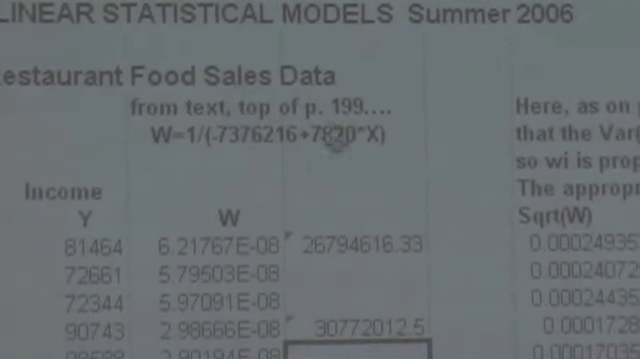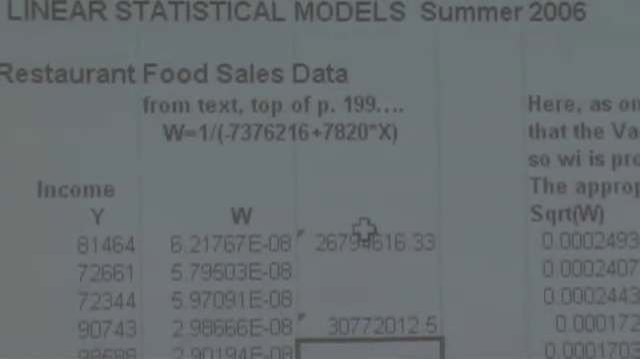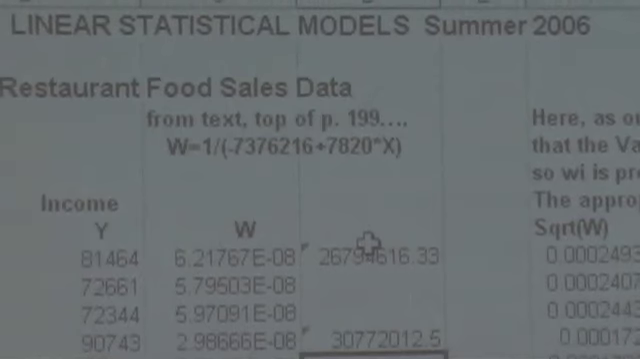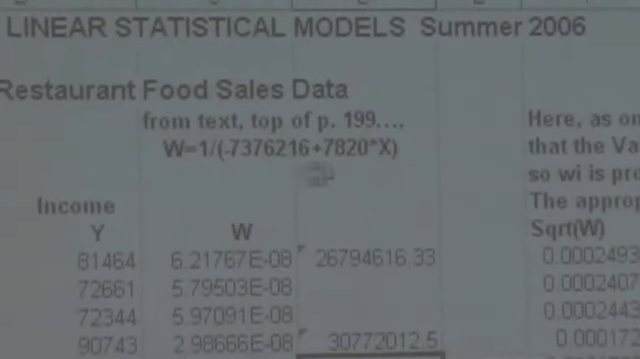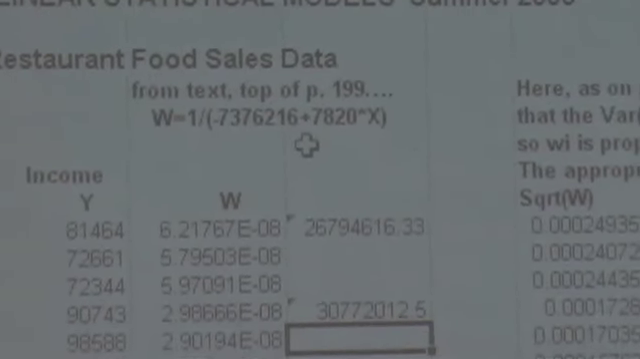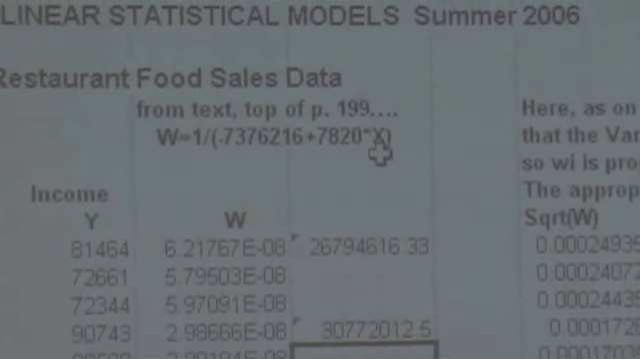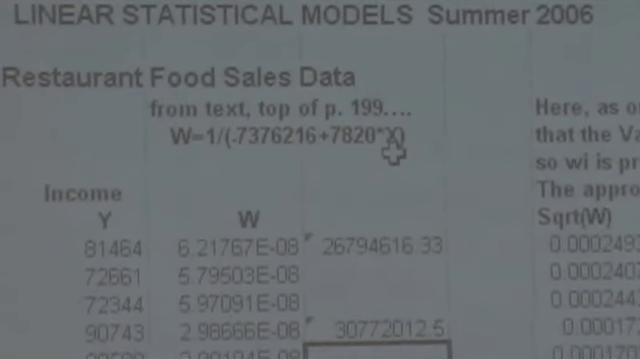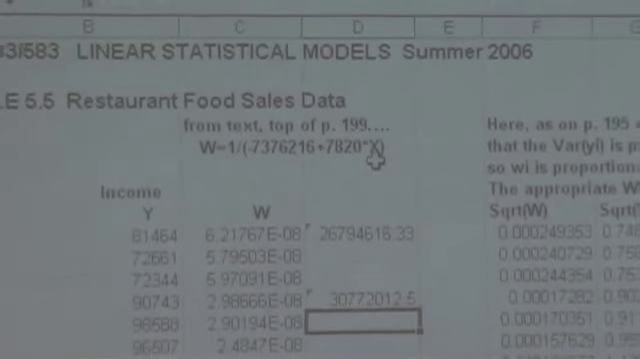The variance is given by a simple approach: we can take these numbers here, these 7 numbers, one for each of the 7 strata. You do a simple linear regression of those variances on x, and you get this formula here: negative 73,762,16 plus 7820 times x. That's the top of page 199, where he's got that formula.